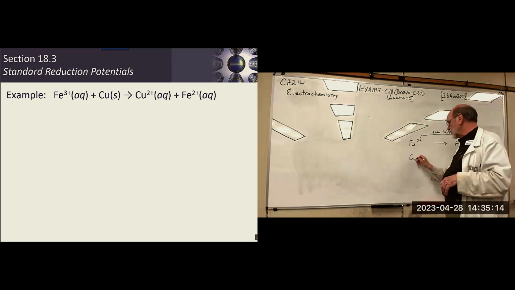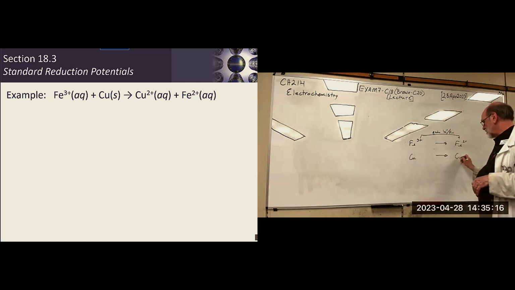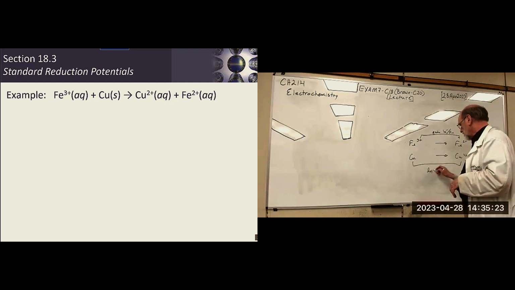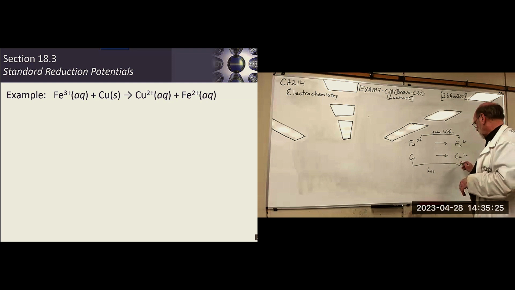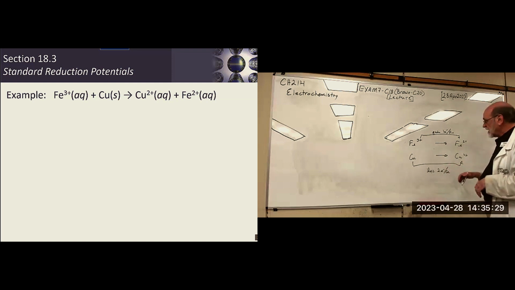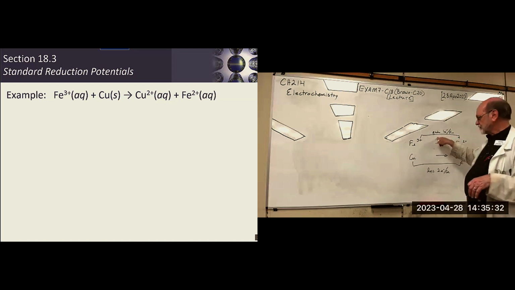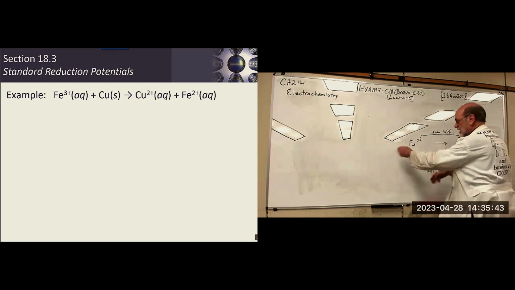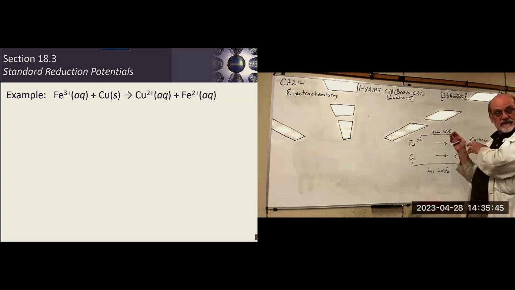And the copper has lost 2 electrons per copper. So this would be the cathode for reduction, and this would be the anode. So this one would go in the left-hand cell, this one will go in the right-hand cell.